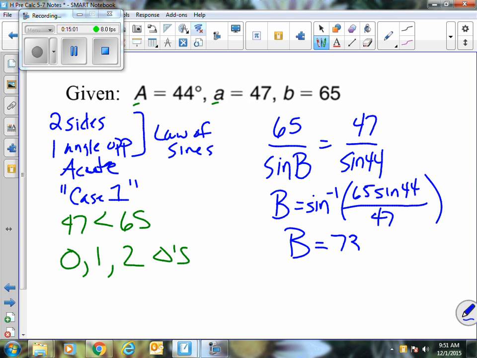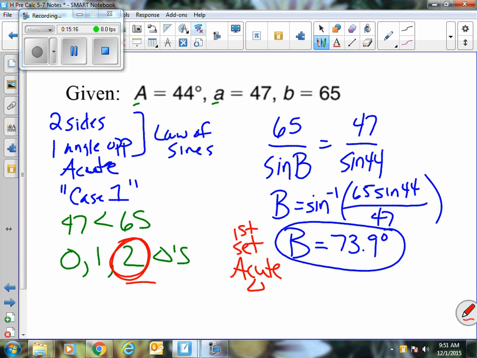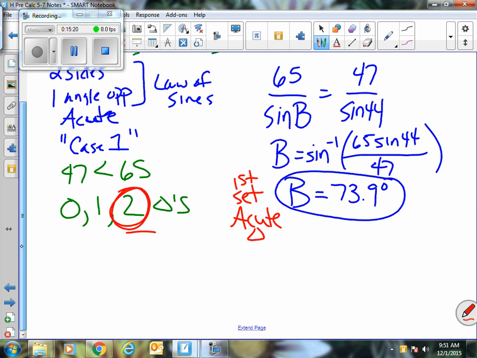So this is what I got, 73.9 degrees. What that tells me is I'm going to be having two triangles because I didn't get error and I didn't get 90. So this is going to be my first set of solutions. This is the acute triangle version of my answers. So I ended up having an acute angle here. That means my picture is going to have all acute angles in this triangle.